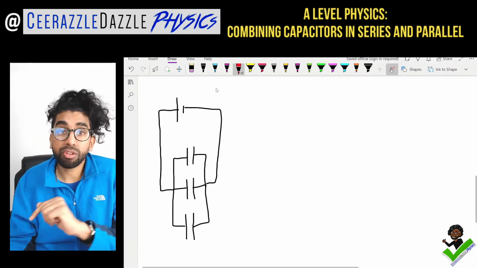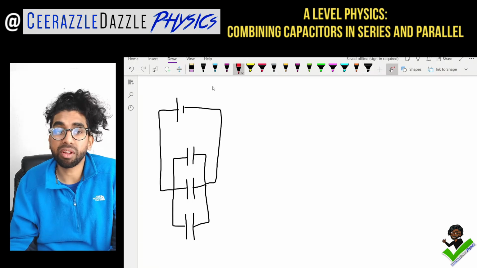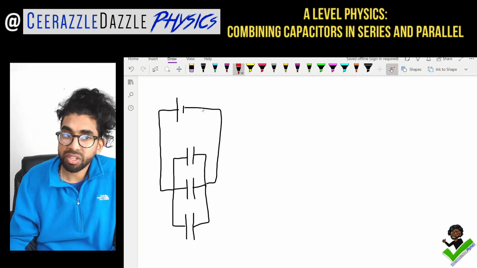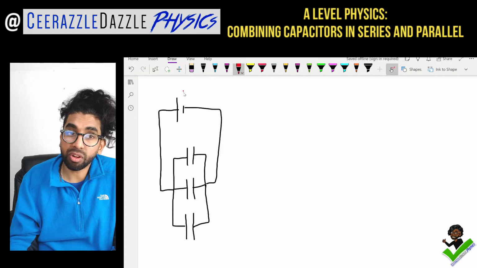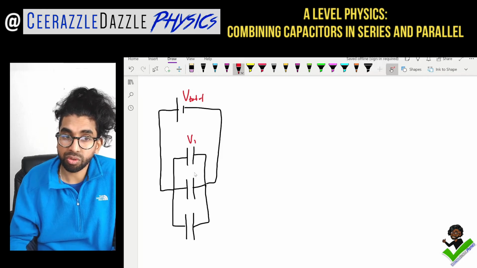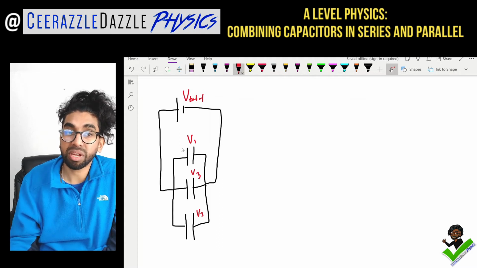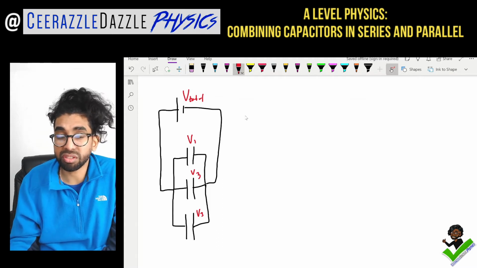Now we're going to do capacitors in parallel. How can we derive a formula to work out the capacitance in parallel? First of all, we'll do roughly the same thing. Let's talk about the voltage going in. Let's call the voltage total over here, and let's call this one V1, this one V2, and this one V3. There's still going to be the same value of the capacitance, so this will still be capacitor 1, capacitor 2, and capacitor 3.